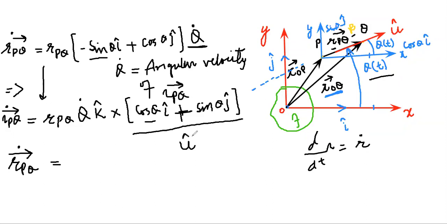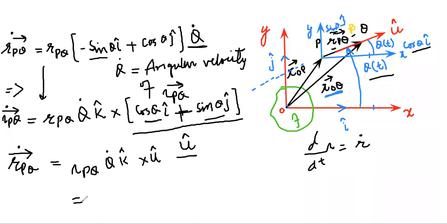If you see, when you resolved this u cap, it was cos theta i cap plus sine theta j cap. Therefore, this cos theta i cap plus sine theta j cap is our unit vector u. Therefore, we can simplify this equation as rpq theta dot k cap cross the unit vector in the direction from p to q.